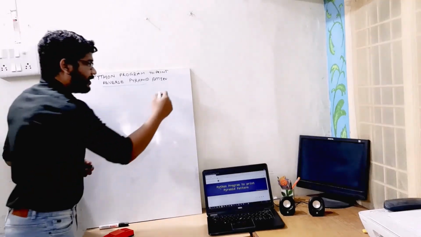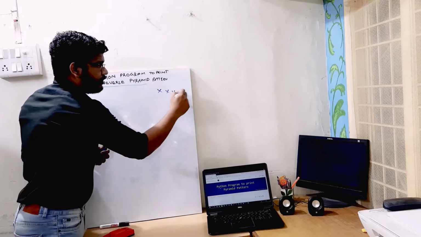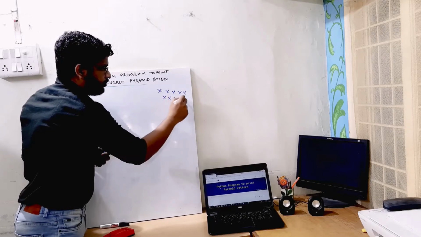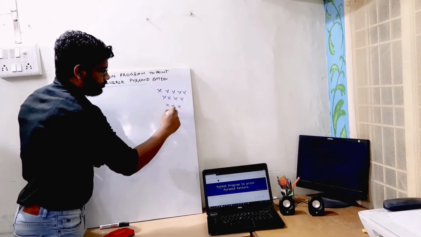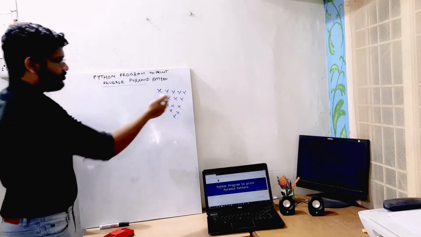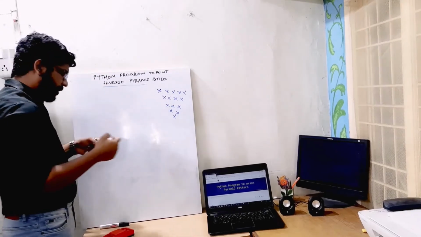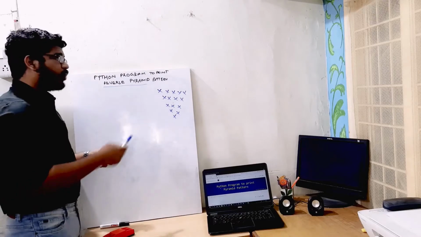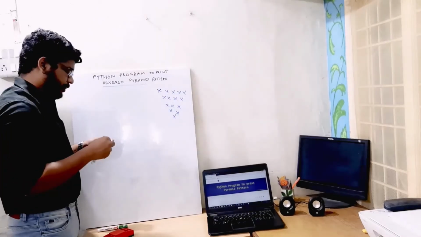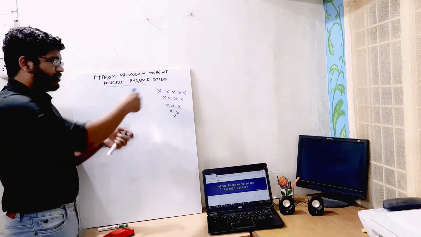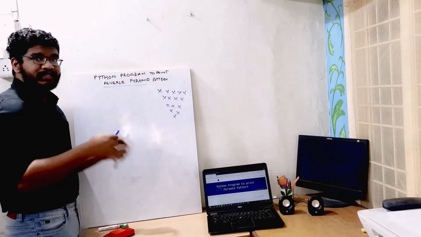In this video I am going to tell you how to print the reverse pyramid, which will look something like this. This is the reverse pyramid pattern. Here the basic logic is we'll just print stars and spaces based upon some conditions.